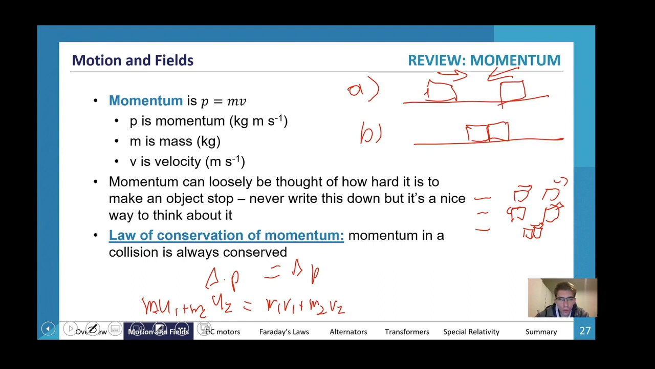So, according to the law of conservation of momentum, momentum in a collision is always conserved. That means that the momentum that one object loses, the other object will gain. But momentum being conserved is not the same as velocity being conserved, right? Whatever speed an object loses, not necessarily the other object will gain.